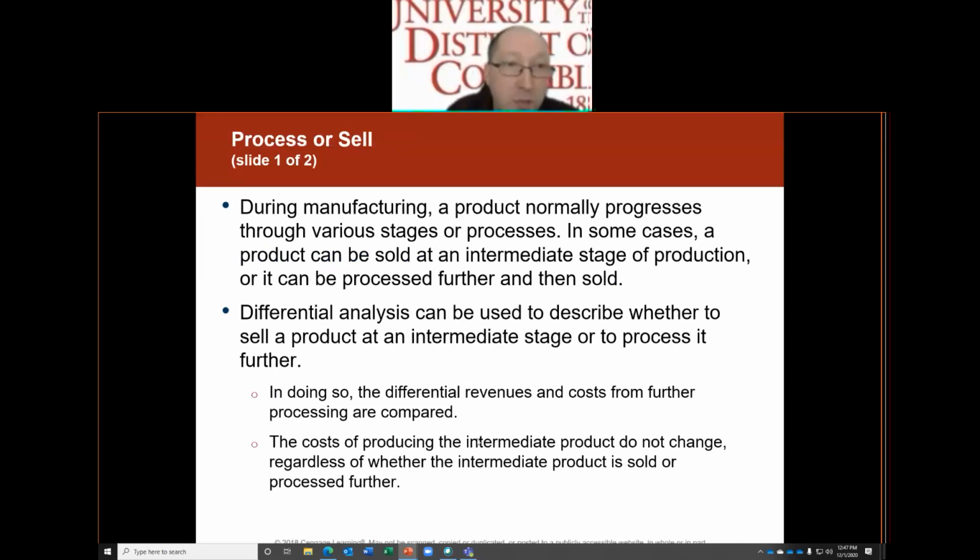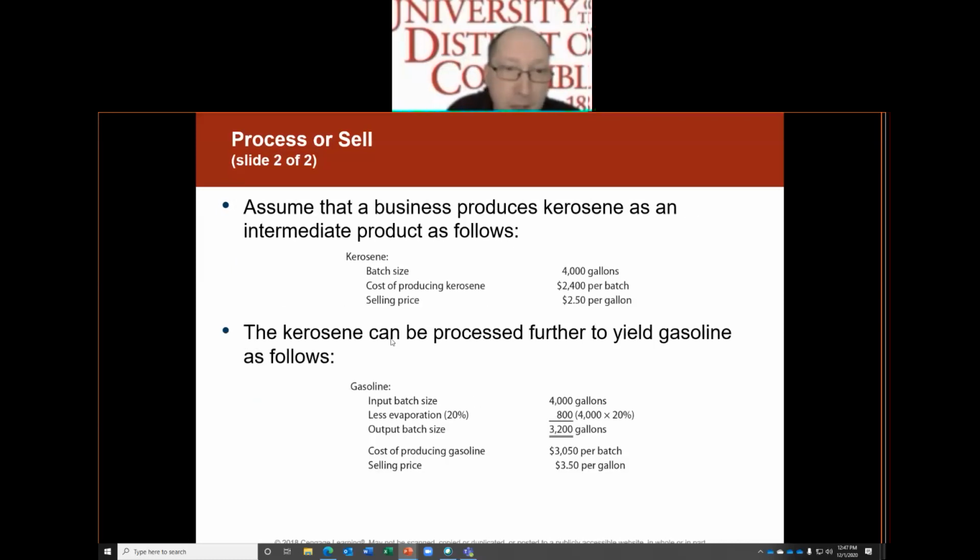What about the decision to process or sell a product? During the manufacturing process, we go through various stages in the process. Sometimes we would process it further and then sell it, or just sell it. This happens like when I make improvements to products, right? So here's an example.